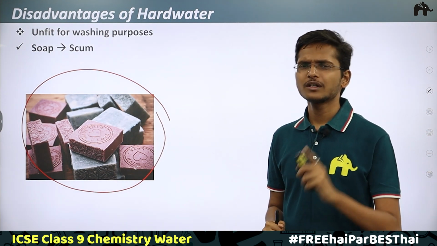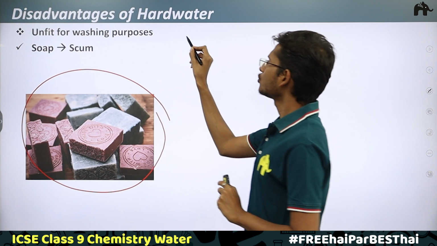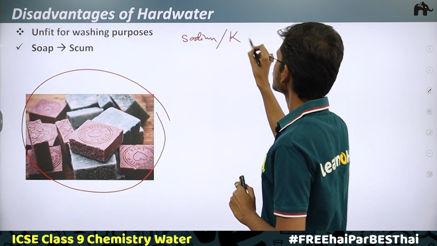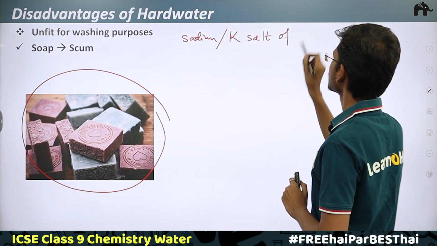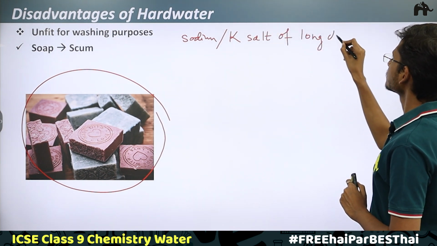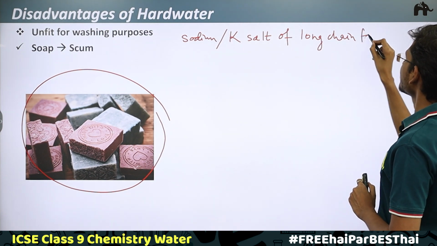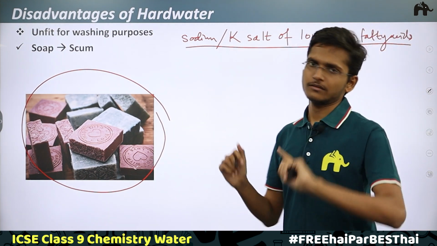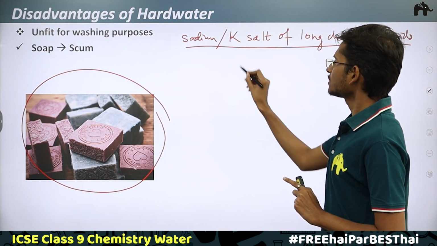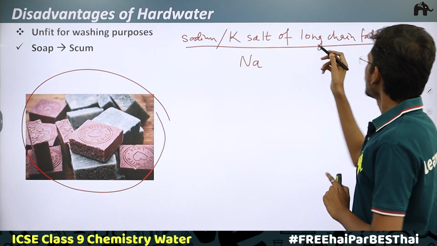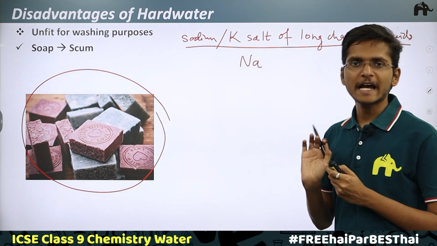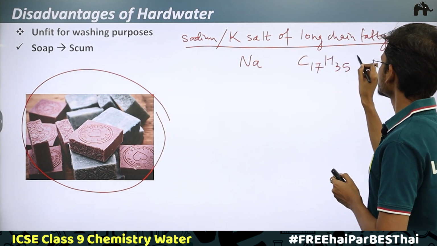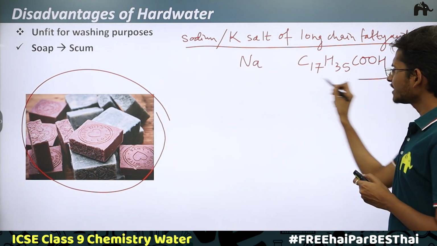Okay, why is this so? Now see, soap is chemically the sodium or potassium salt of a long chain fatty acid. Okay, now I will take an example so you can understand this thing. Sodium salt, so I'm just taking sodium here, of a long chain fatty acid. Suppose I'm taking stearic acid. Its formula is C17H35COOH. Don't worry, I'm just writing the molecular formula.